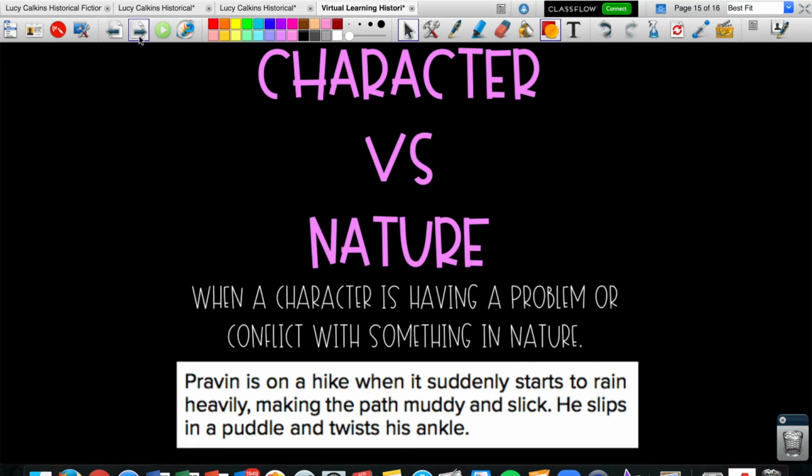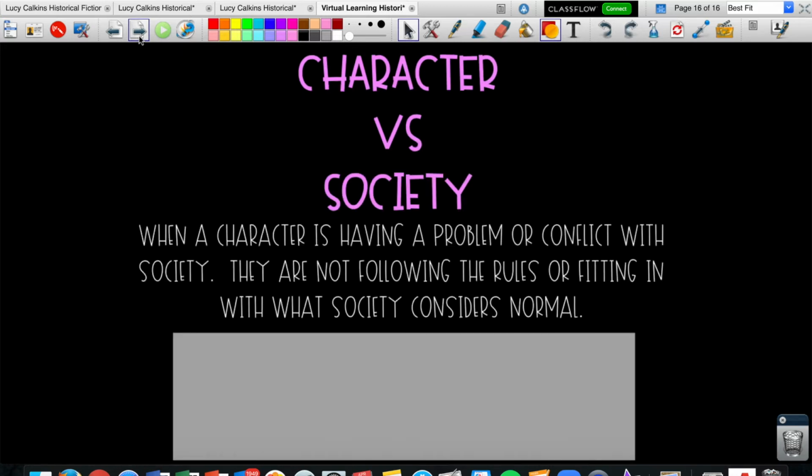What are things that could possibly, from nature, cause a problem? And the final type of conflict is character versus society. Okay, this one's the trickiest of them all. Character versus society. So it is when a character is having a problem or a conflict with society. Guys, society is the world in which we live in. Okay? It is the world in which we live. But the one thing you have to think about is what world is your character living in? Okay?